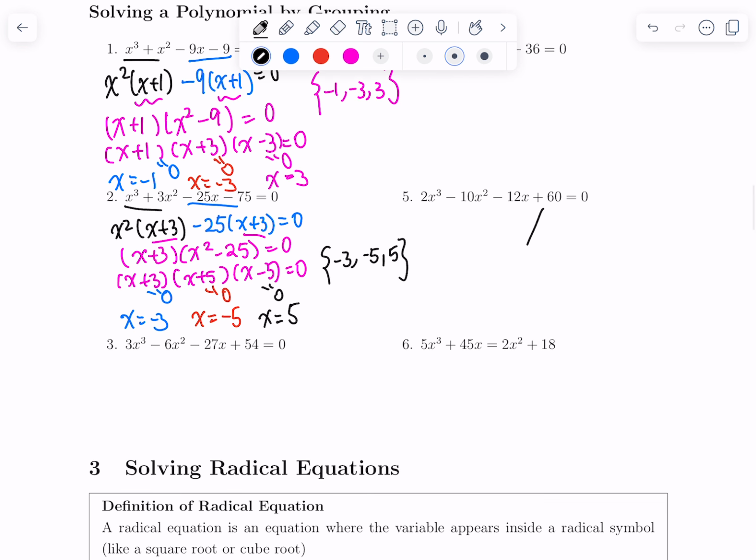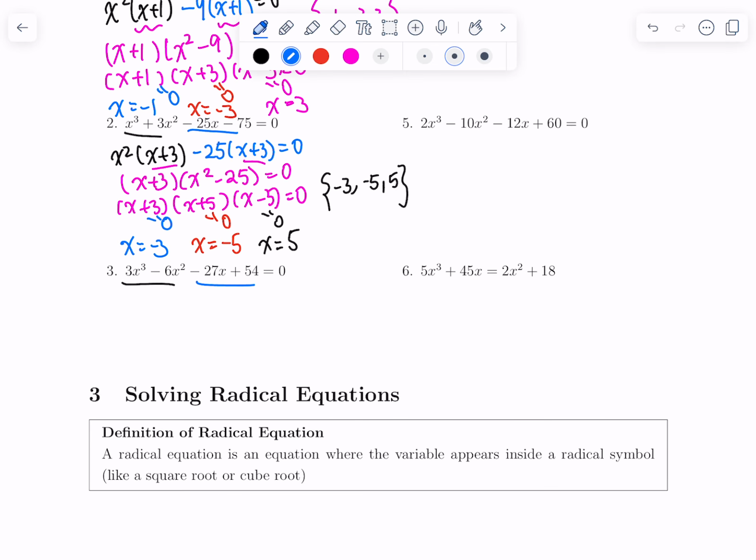Let me show one more over here. For this one, we're going to have 3x cubed minus 6x squared. We're going to find the GCF. Then we're going to find the GCF for 27x plus 54. So we have 3x squared times x minus 2, minus 27 times x minus 2 over here equals 0. So the common factor over here will be x minus 2.